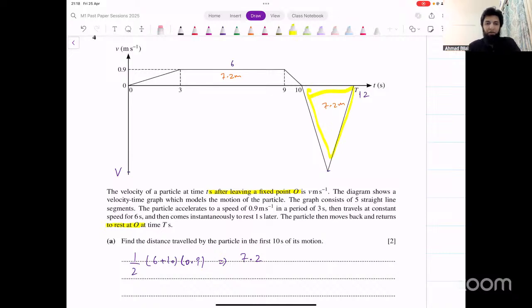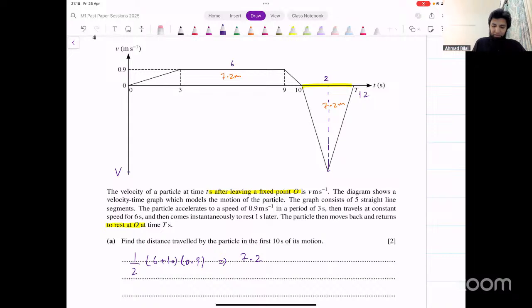How do you find the area of this triangle? We can use half into base into height for this. What's the base? We can take this side as the base. Its length is 2 units, right? 10 to 12, that is 2. What about the height? Height is perpendicular to the base. This is the height.